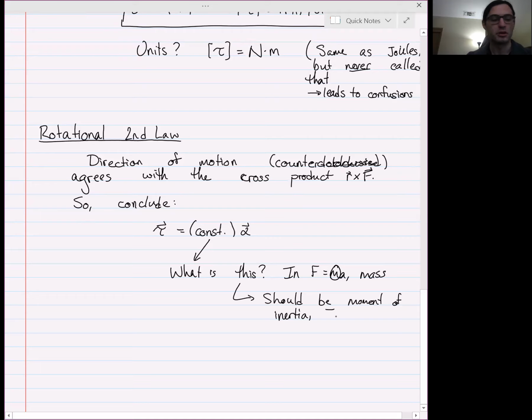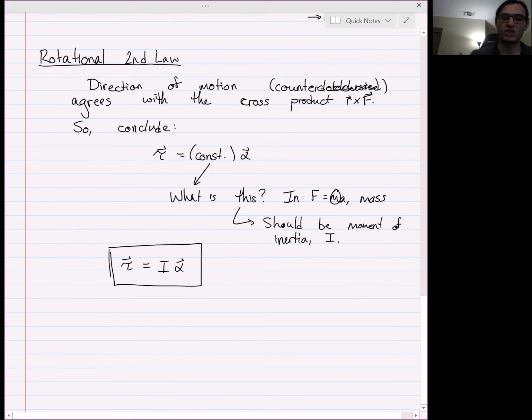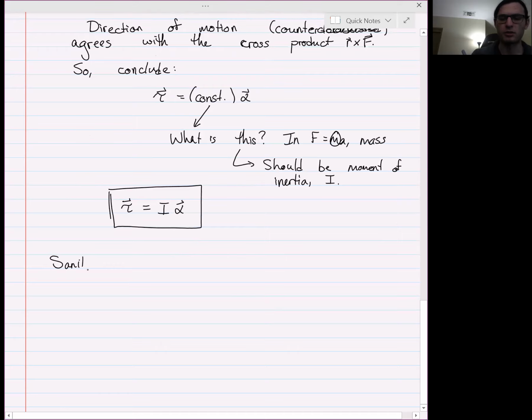Which is I. And so what we postulate then is that torque should be equal to I times alpha. It turns out this is true, but let's do a sanity check just to verify that this works out. So let's take a point mass tied to a string with the other end fixed.